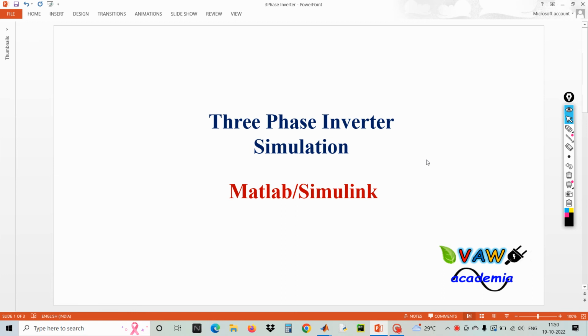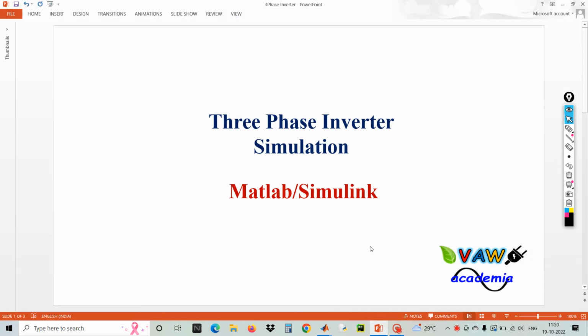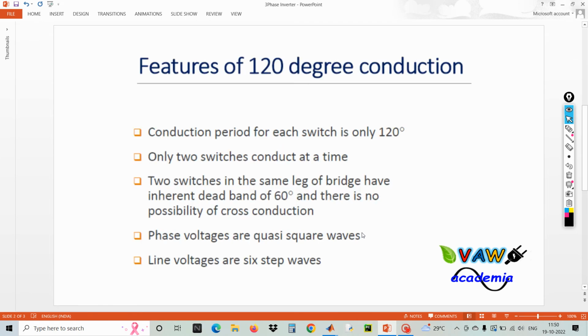In this video, we are going to discuss how to simulate a three-phase inverter using Matlab. In this three-phase inverter, two modes of operation are available. One is 180 degree operation and another one is 120 degree operation. In this video, we are going to discuss how to do 120 degree conduction in a three-phase inverter.